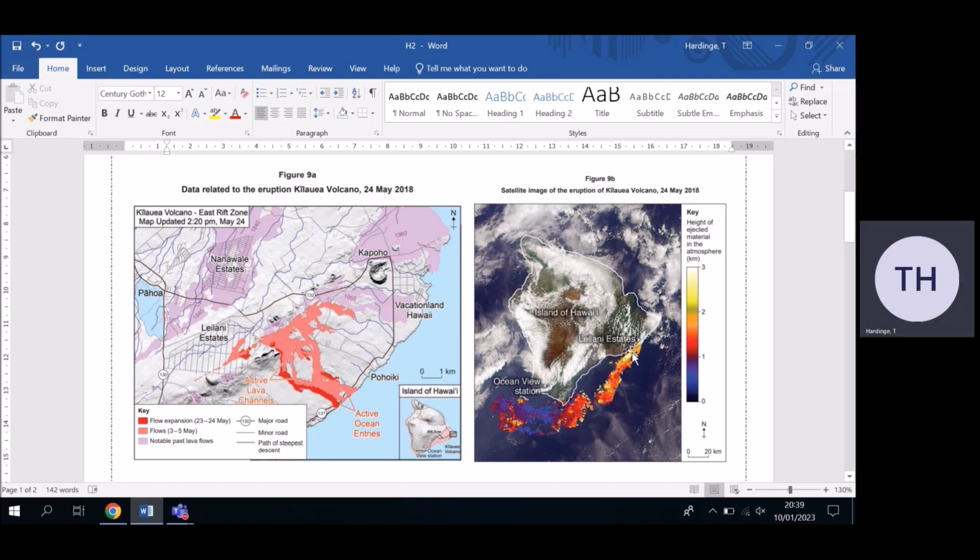Turning your attention to figure 9b, you've got a slightly larger scale map looking at the height of material that was ejected into the atmosphere. So the yellow, orange and blue colours represent the relative heights of that material from 0 up to 3 kilometres high in the atmosphere. Again, you've got a scale bar at the bottom and you've got a north arrow here. So again, that will help you to use some data with relation to the direction and the size, or rather the height of that material.